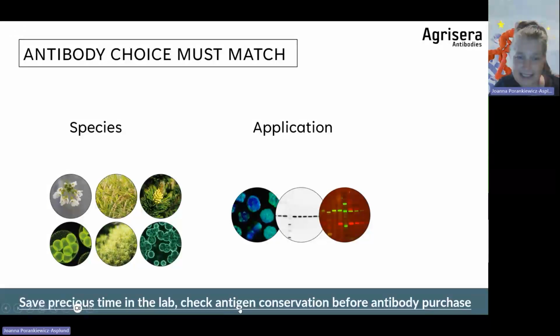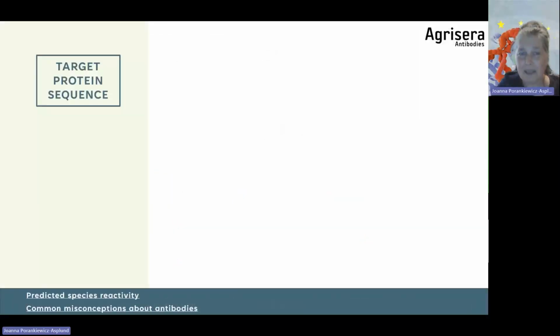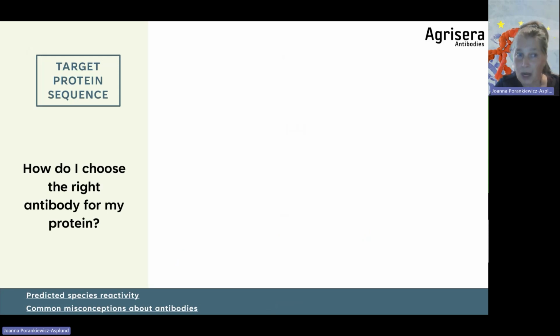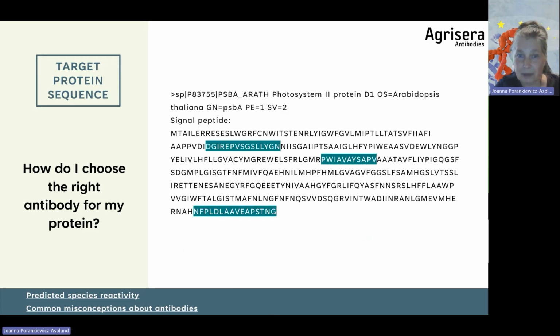As you see here in this presentation, there are also links where, after you receive it, you can do further reading, as the time frame does not allow me to go into all details. So how do I choose the right antibody for my protein?